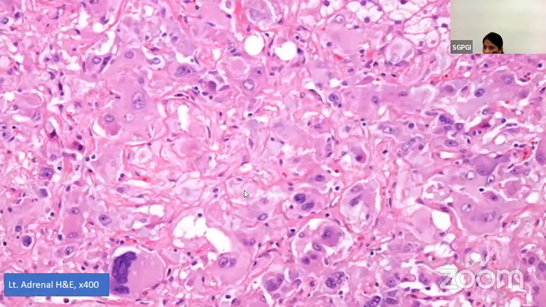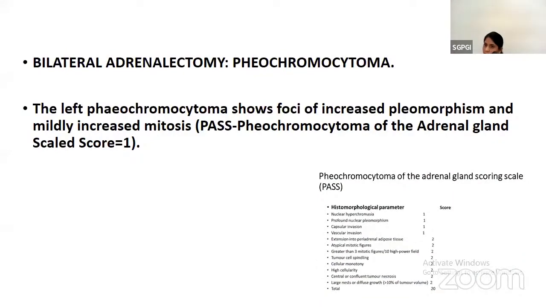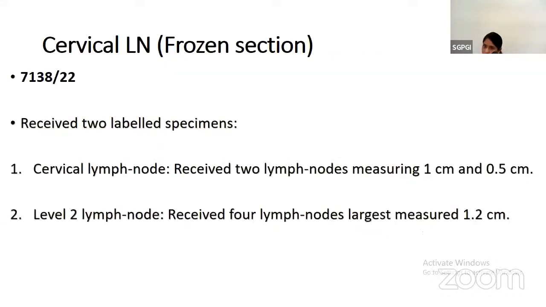This is a further high power view. Here we can appreciate the individual tumor cell morphology. Tumor cells are moderately pleomorphic and an occasional bizarre large nucleus is also appreciated. This is another area of the tumor. Here we can appreciate occasional mitosis and bizarre cells. So the bilateral adrenals were reported as pheochromocytoma, and the PASS score in the left adrenal was scored 1. After that, we received cervical lymph nodes for frozen sections, cervical lymph node and level 2 lymph nodes.